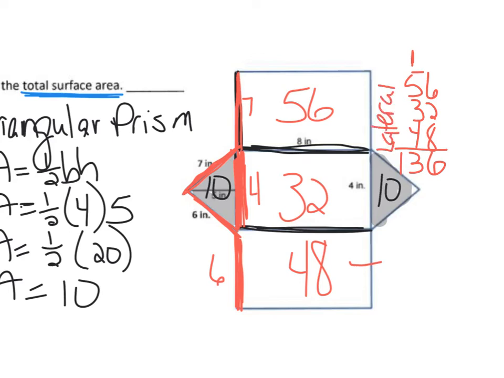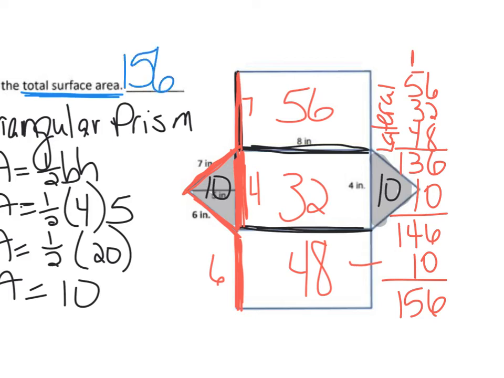But are they asking for lateral? No, they're asking for total, so I need to continue adding. So I'm going to add 10, so that's 146, and then plus 10, that's 156. So the total surface area is 156 square inches.